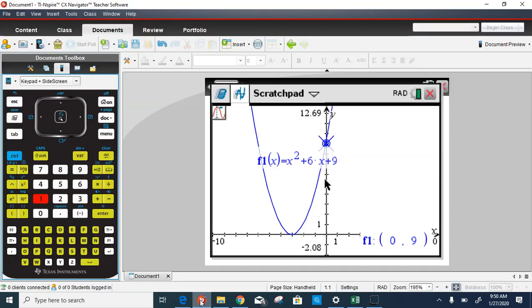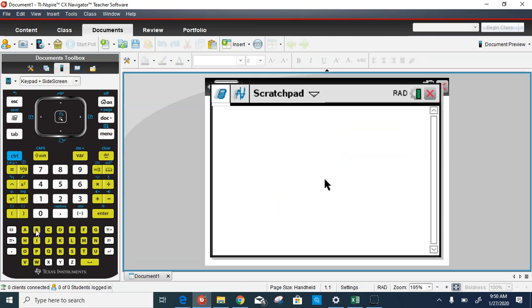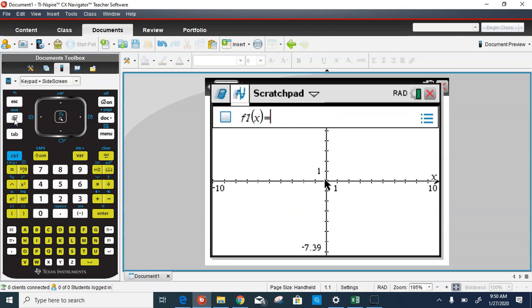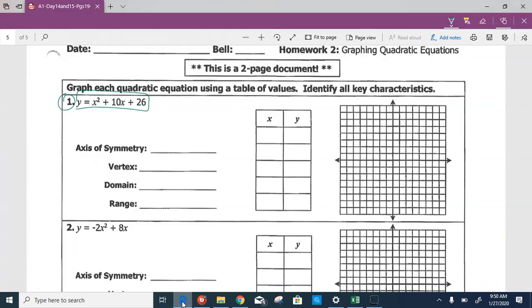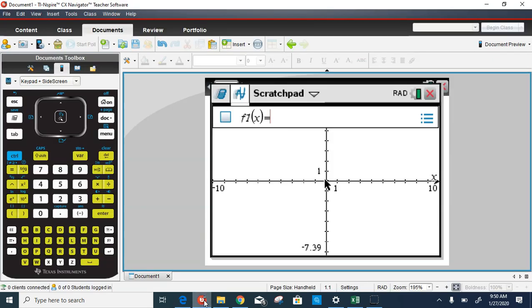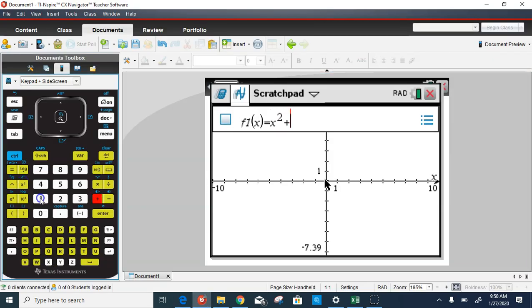So I'll get my calculator. If I have anything that's already been graphed, I'll clear it out. Back over here to Scratchpad. And the equation is x squared plus 10x plus 26. Remember to only enter in what comes after the equal sign. X squared plus 10x plus 26.